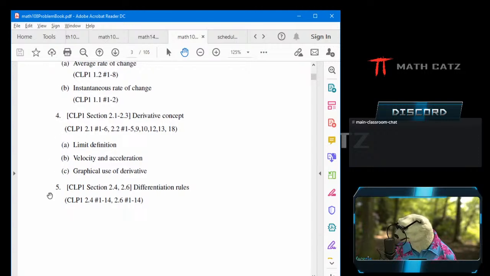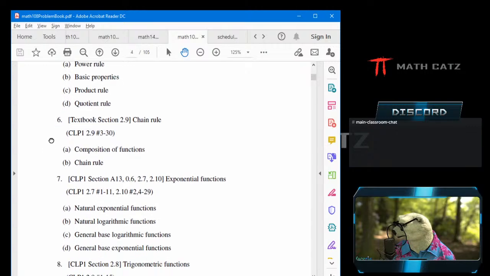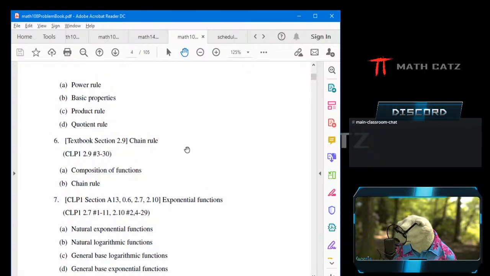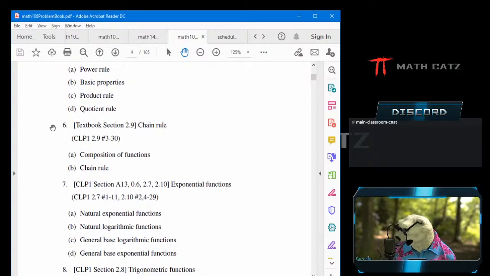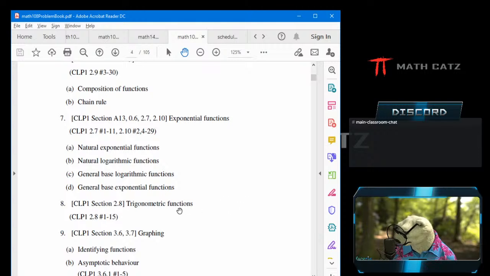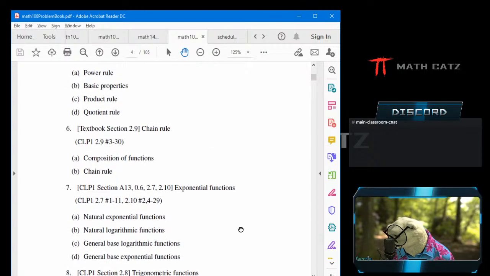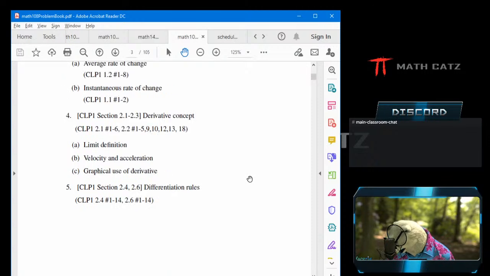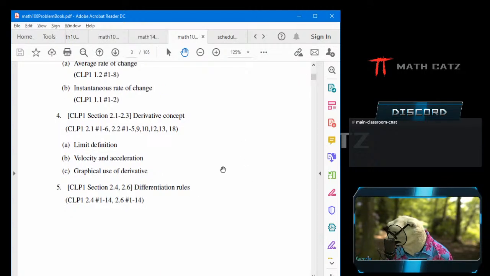Then the derivative properties, the basic ones, and the chain rule has its own topic number, and then exponential and log functions, and we are not doing topic 8. We're not doing trigonometric functions. So it's very straightforward, really. It's easy to prepare for. You just have to practice enough variety.